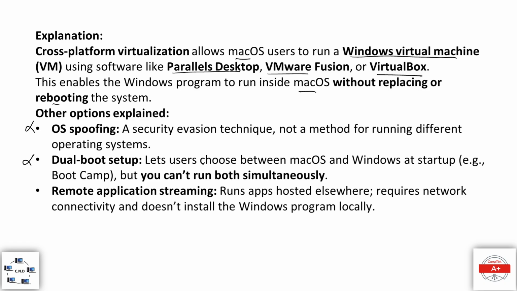Dual boot setup lets the user choose between macOS and Windows at startup, for example Boot Camp, but you cannot run both simultaneously. And remote application streaming runs applications hosted elsewhere and requires network connectivity, and does not install the Windows program locally.